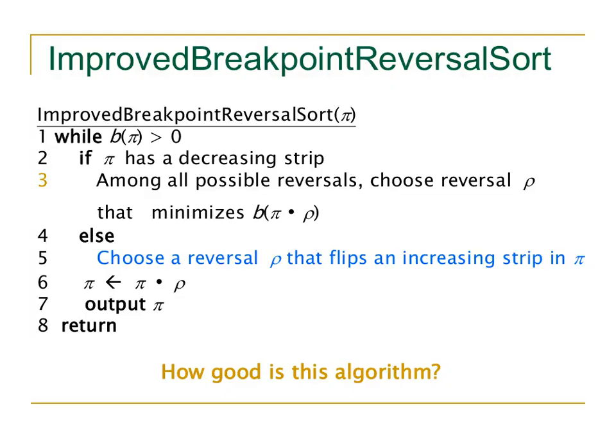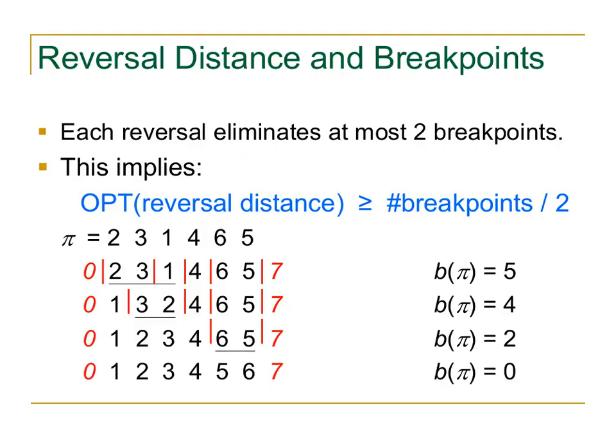So the natural question is, how good is this algorithm? Building on that, we know every reversal can eliminate at most 2 breakpoints. This means any sequence of reversals must use at least half as many moves as there are breakpoints. In other words, the optimal reversal distance is bounded below by the total number of breakpoints divided by 2. Let's see this in action with an example.